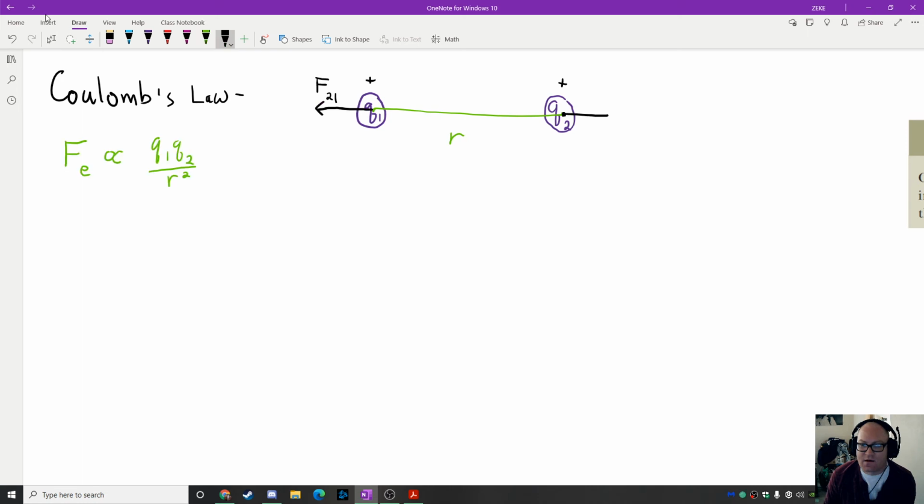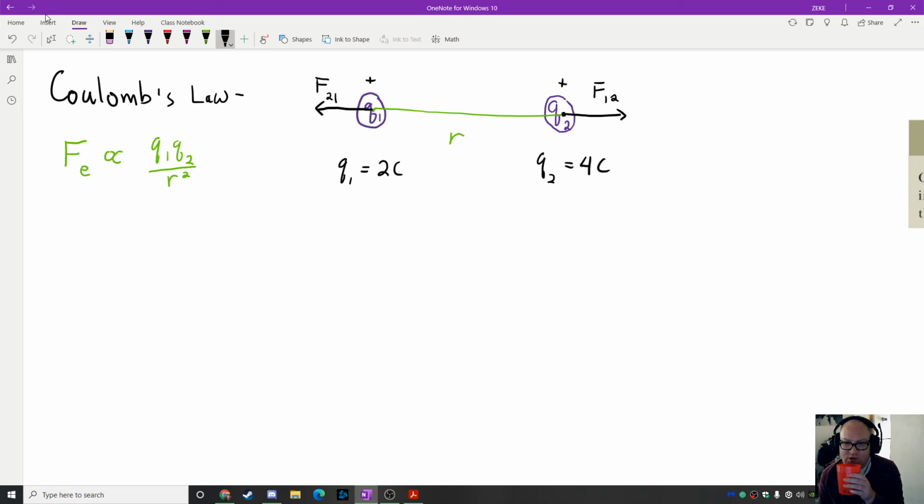Now, which one is going to feel a bigger force? Let's pick some numbers here. Let's say Q1, the charge on the left, is equal to, let's use a simple number, 2 coulombs. And let's say Q2, on the right, is equal to 4 coulombs. Which one's going to feel a bigger force? Is it going to be Q1 or Q2? You can write your answer in chat. Q1, Q2, or neither?